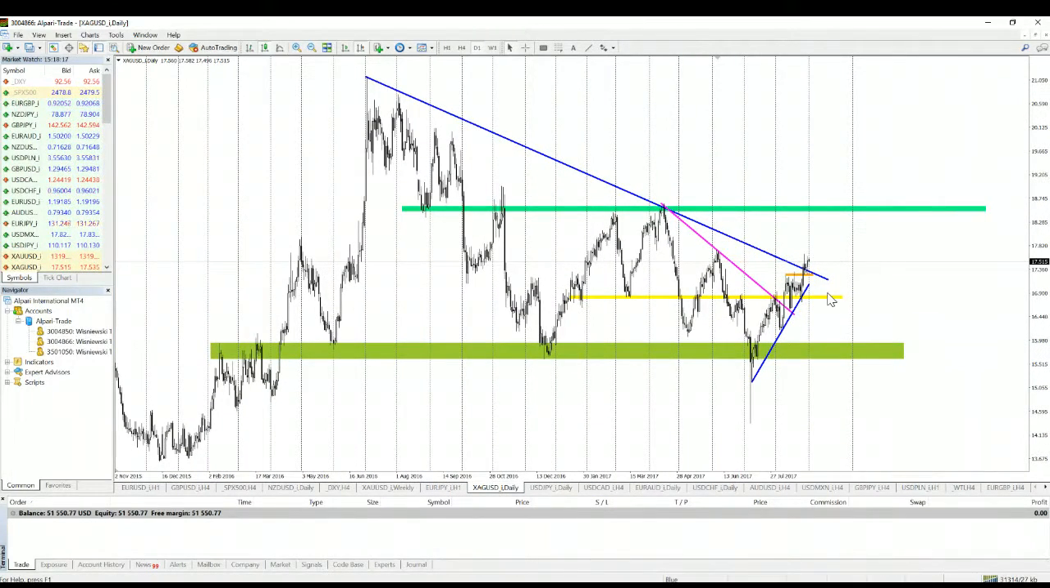Next one is silver. Silver, I think, finally broke this downtrend line, and the first serious target for this movement should be here, $18.55, $18.60 per ounce.